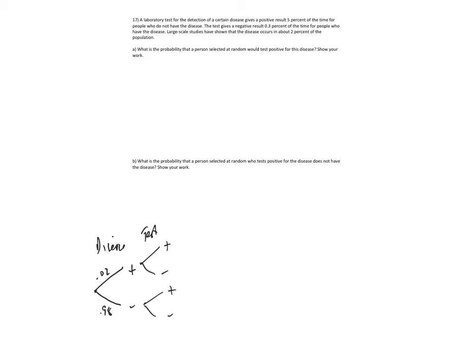So for people who have it, 0.997 or 99.7% of the time they test positive, and 0.3% of the time they test negative, as it says in the question right up there. And then it says the laboratory test for the detection of a certain disease gives a positive 5% of the time for people who do not have it. So that means this is 0.05 and this is 0.95, which again, for the 98% who don't have it, 5% of those folks test positive.